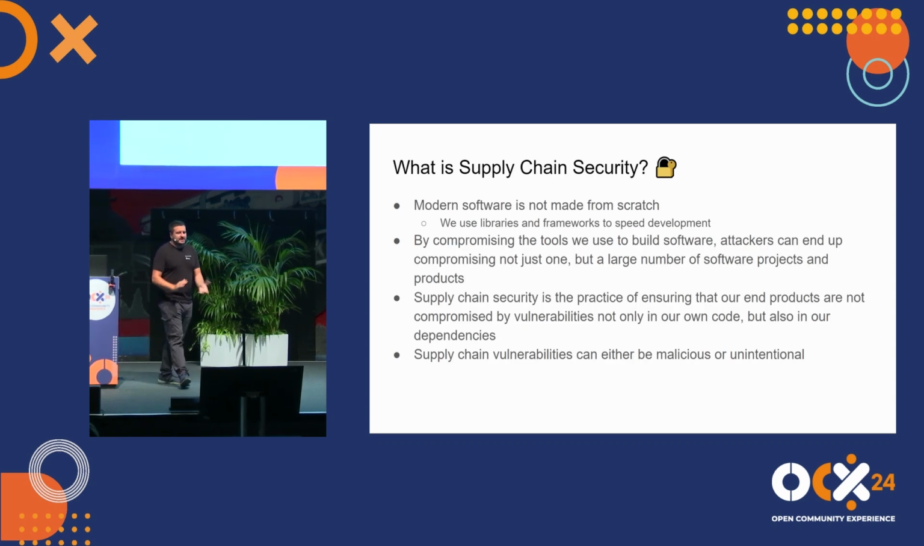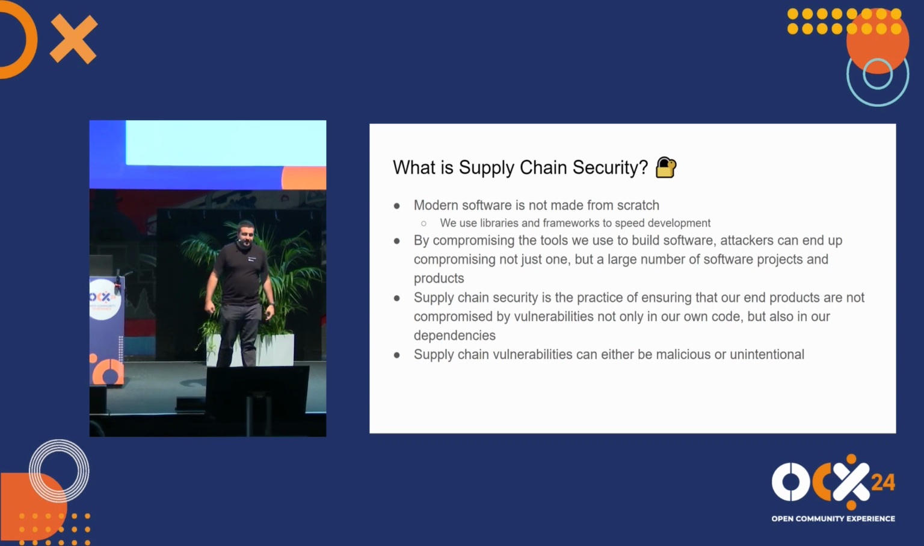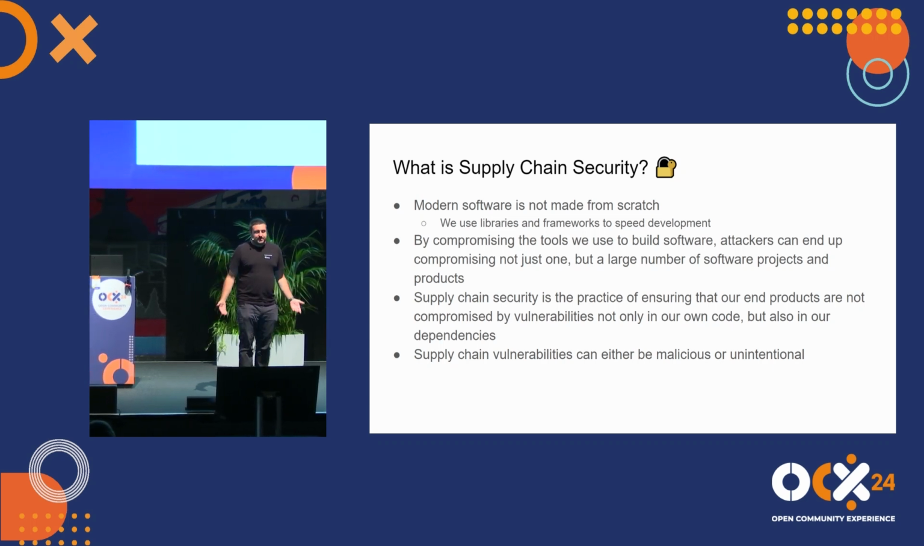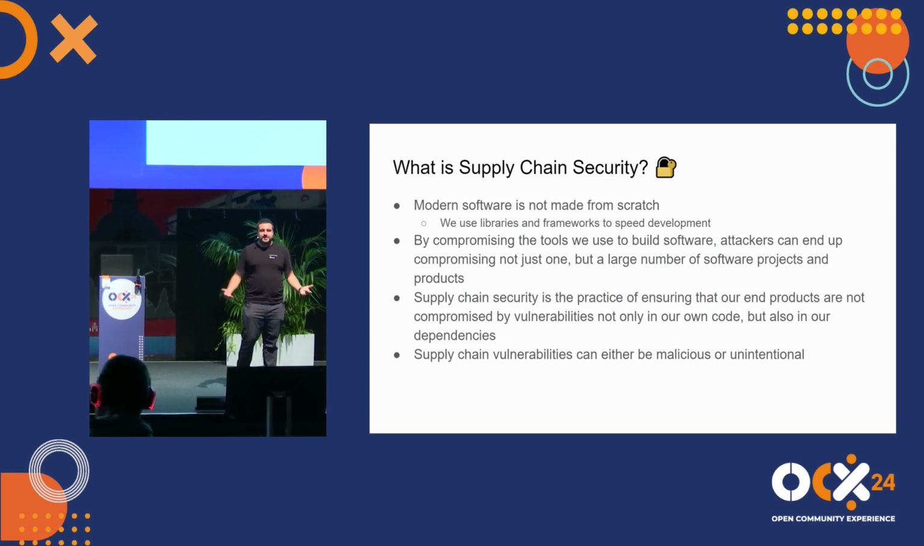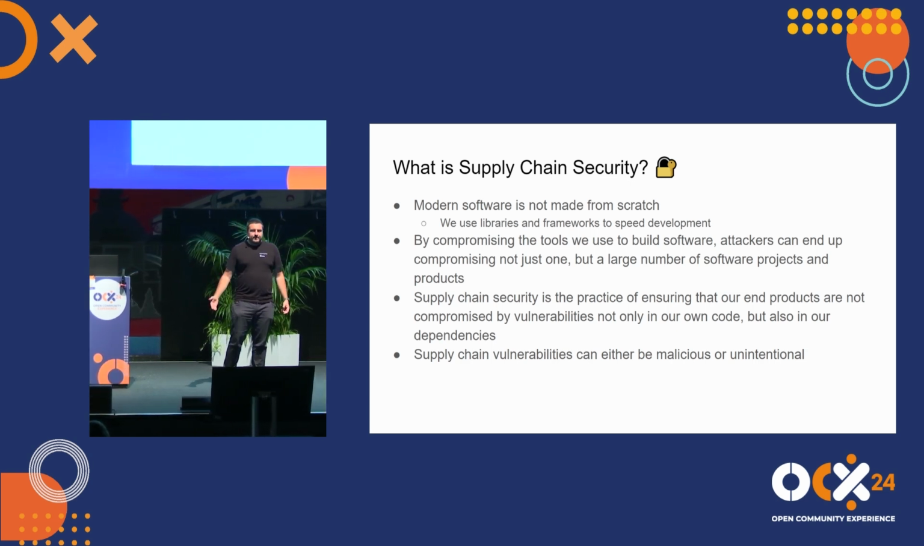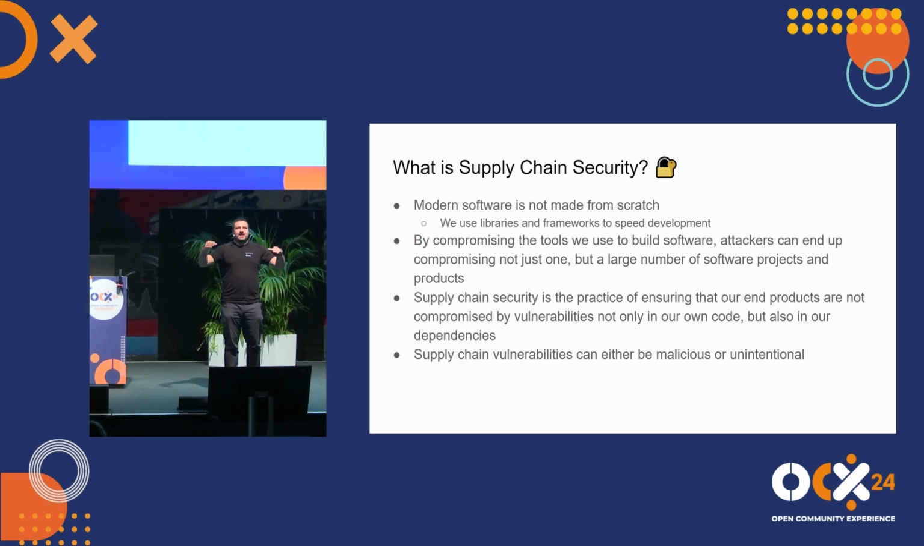So supply chain security. Modern software is not made from scratch. I believe one of the previous talks mentioned something like 77% of released commercial software is open source by lines of code or something. So modern software is not made from scratch. We use libraries and frameworks to speed our development. And the thing is that by using libraries and frameworks, we get all the benefits of the functionality they provide, but we're also exposed to any risk that they may introduce, right?